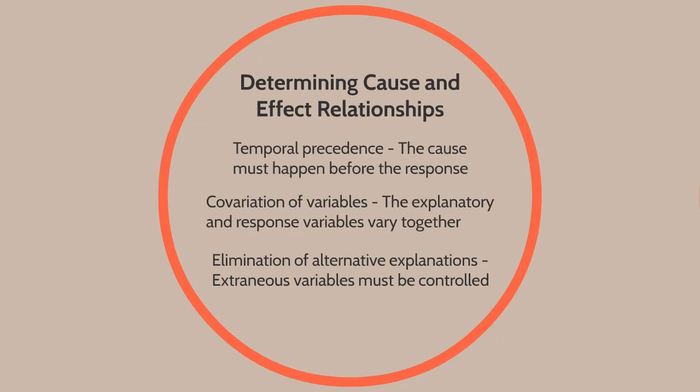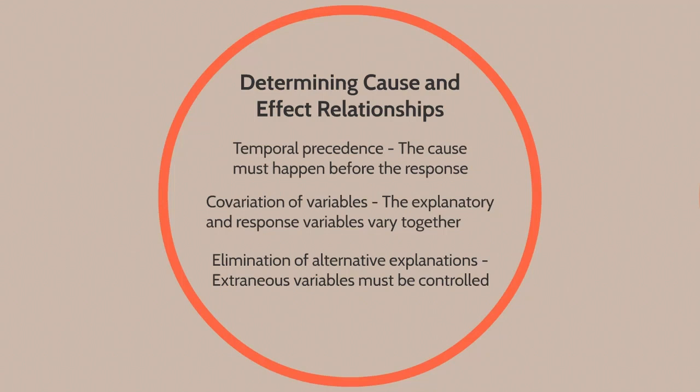First, we have temporal precedence. That's a pretty ominous sounding name, isn't it? But the fact is that all it means is the cause must be before the response. That is, we change the explanatory variable before we observe a change in the response variable. Obviously, if we observe a change in the response variable before the explanatory variable has changed, then it cannot be the explanatory variable that is causing an effect on the response. This is known as temporal precedence. Cause must come before response.